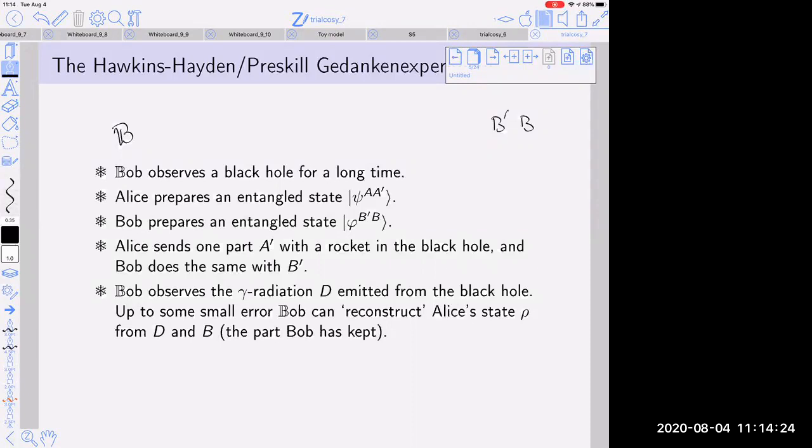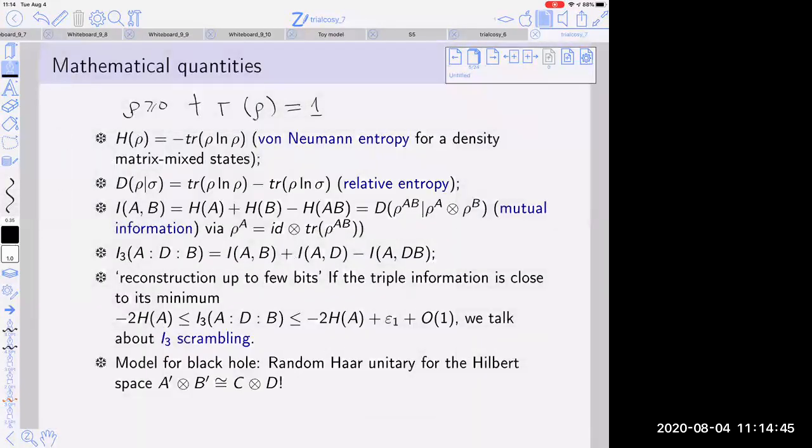In many cases, we only know the size of D, so we know how much gamma radiation came out. But in terms of which information came in and which information came out, the relation is supposed to be almost random, right? So this is the entanglement swapping you mentioned. That's exactly right.